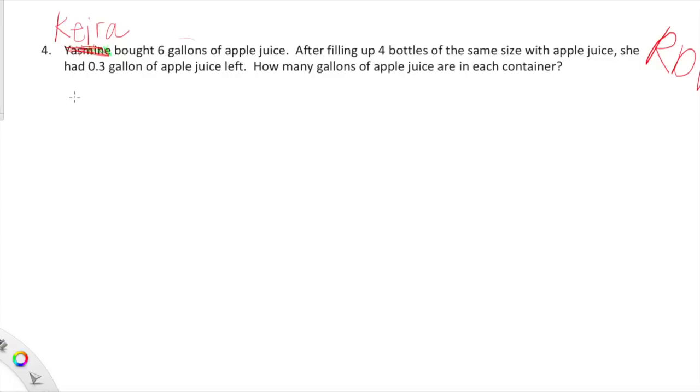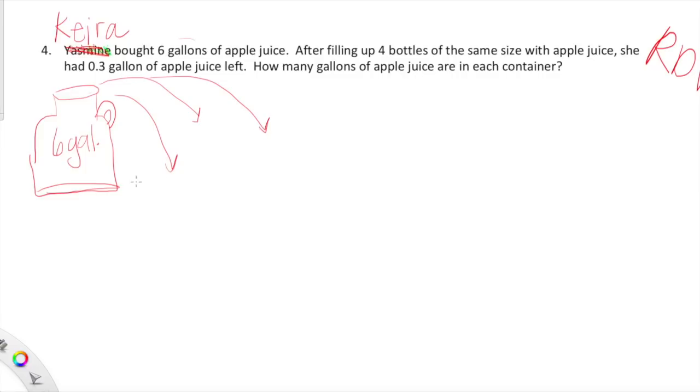If we can make sense of the problem, if we can imagine, okay, so Kira's coming home with tons and tons of apple juice. Maybe she went to an apple orchard with her family, and maybe they made the apple juice themselves. So she's coming home with this huge 6-gallon container of apple juice, and it's so delicious. She's going to share it with 4 people.